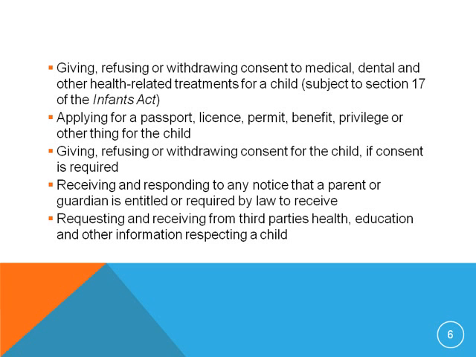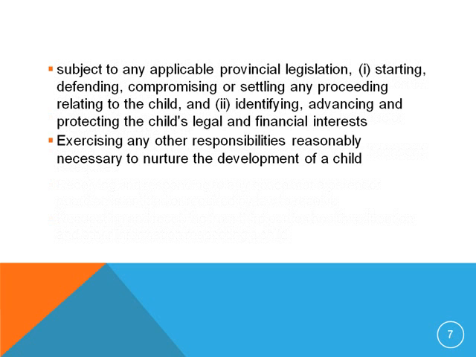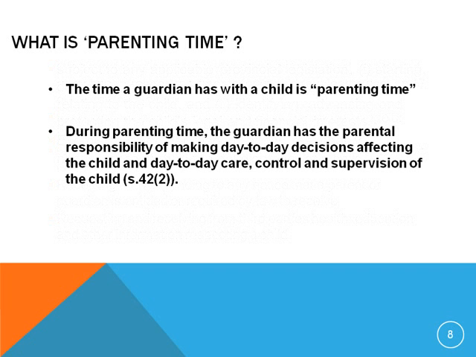So as you can see, basically anything to do with parenting decisions about a child is called a parenting responsibility. Then the second thing to be divided up is parenting time. Parenting time is any time that a guardian has with a child. So you've got two things to be divided up when it comes to children: parenting time and parenting responsibility. The custody, the access, all that is gone.